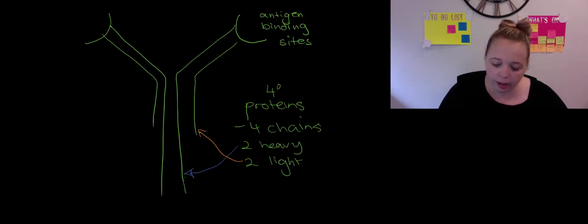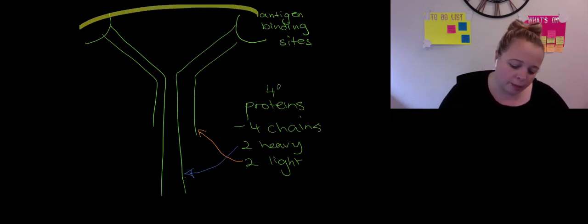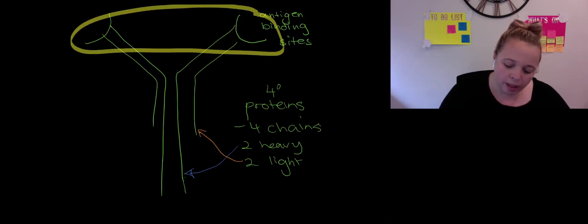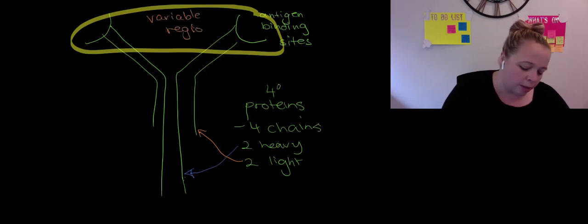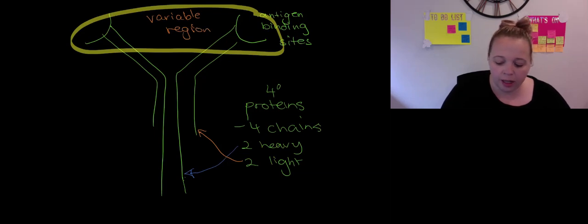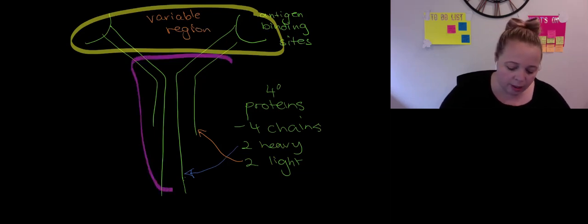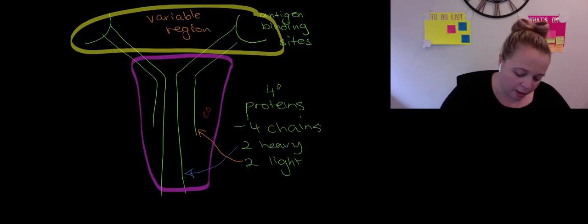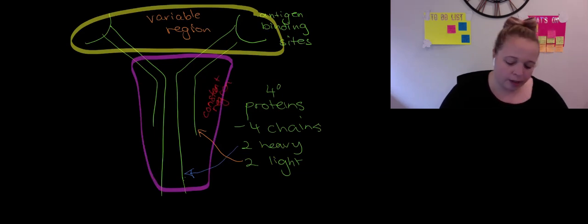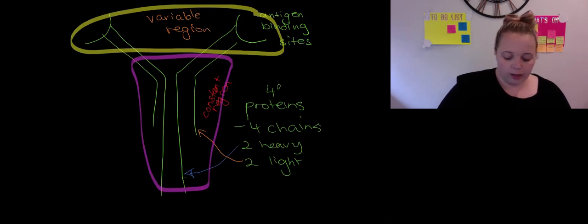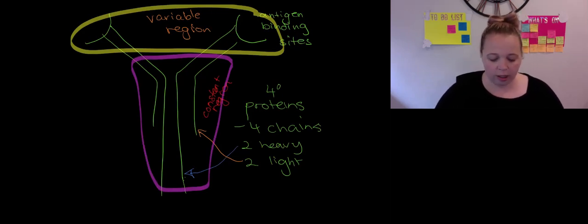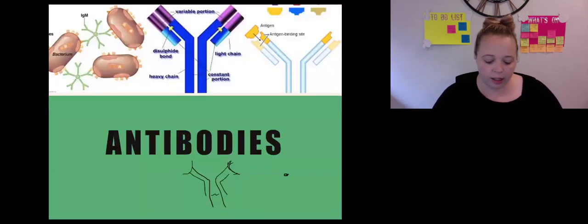And then the last thing that we often talk about is that this bit up here is what we call the variable region. But I've never seen you being asked about this, by the way. And this bit down here is known as the constant region. So I'm just going to take a little screenshot of that so I can send it to you later. So that is how you do your antibodies.